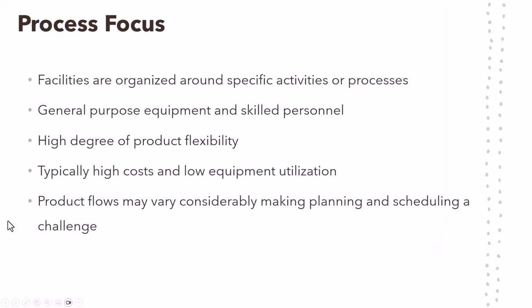So the first one is process focus. The facilities are organized around specific activities or processes. There, you have general purpose equipment and skilled personnel. You have a high degree of product flexibility, meaning the product or service you're offering is highly flexible. You can do this today, that tomorrow. It typically has high costs and low equipment utilization, and product flows may vary considerably, making planning and scheduling a challenge.